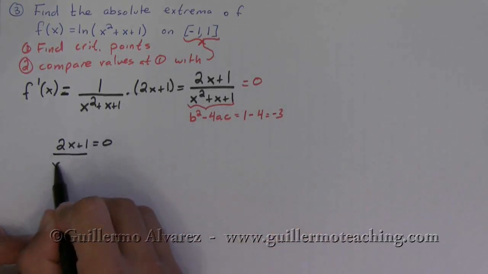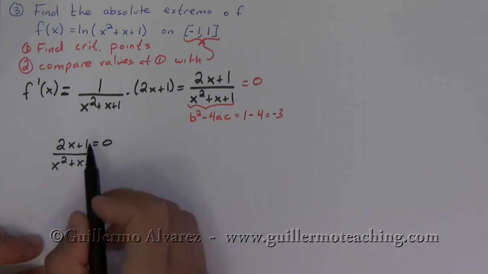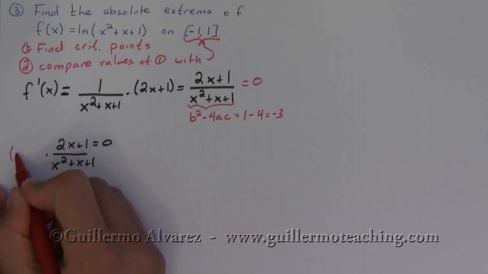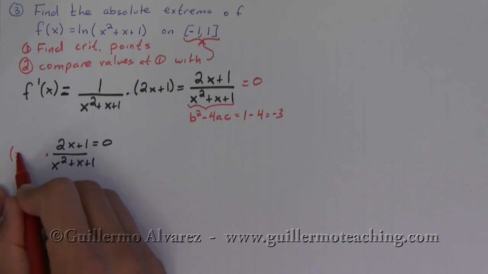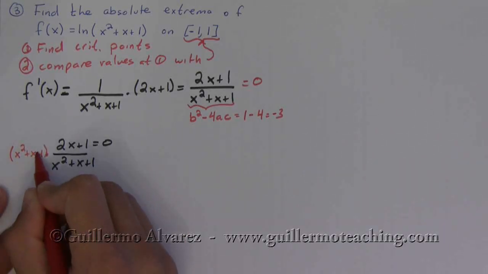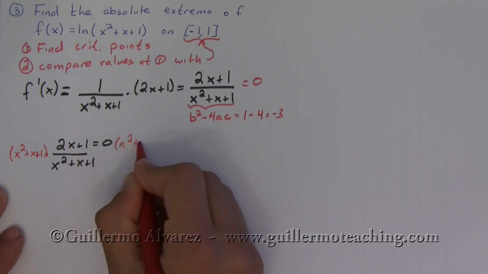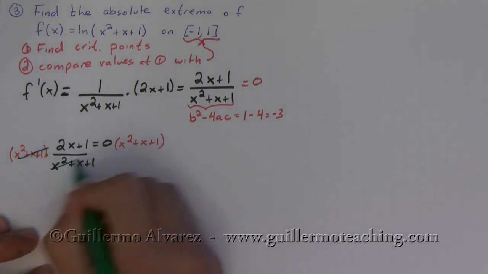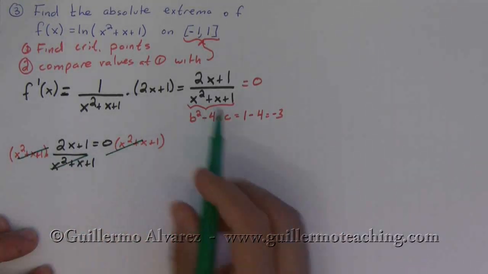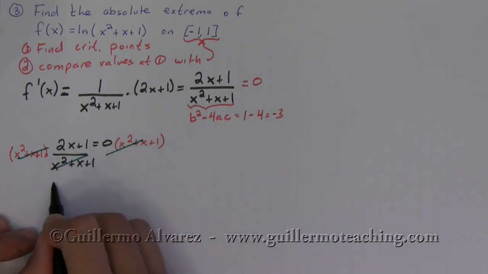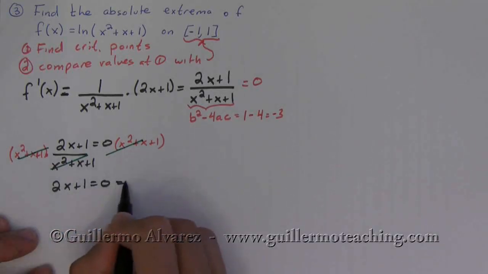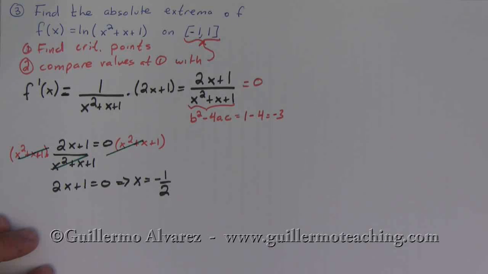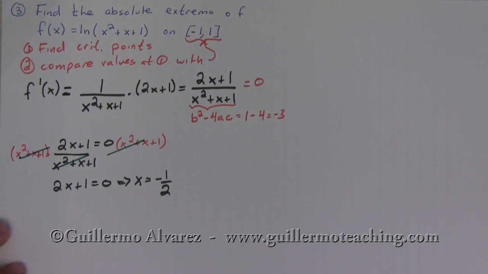Or, well, let's do it this way. You set the entire thing equal to 0, but since the denominator is never equal to 0, then you can multiply both sides by the denominator and get rid of it. So here on the left, the denominator is going to cancel, and on the right, we're just going to get 0 times anything, which is just 0. So 2x plus 1 equals 0. That means that x equal to negative 1/2 is going to be a critical point. And that appears to be our only critical point.